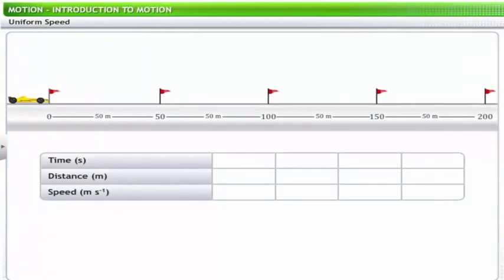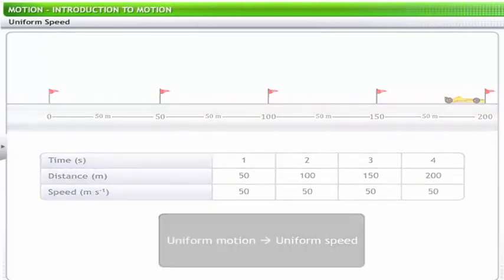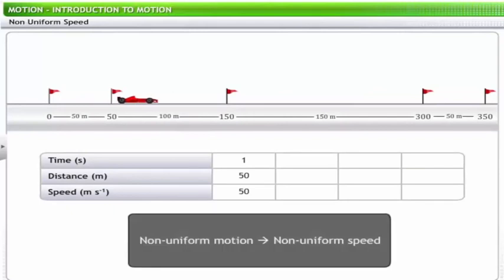Like motion, speed can be uniform or non-uniform. Thus, an object in uniform motion has uniform speed, and an object in non-uniform motion has non-uniform speed.